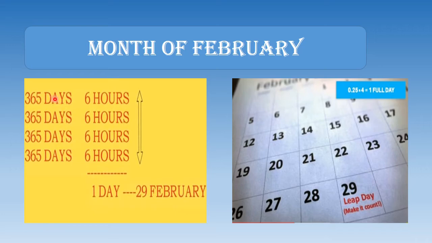Now how does it add up to one extra day in the month of February? Because every year we have 365 days and 6 hours. Now this is 1 year, then the second year, then the third year, and then the fourth year. If you calculate all these 4 years, this 6 hours will add up to 1 day, and after every fourth year this 1 day extra is added to the month of February, which makes it the 29th day in the month of February.